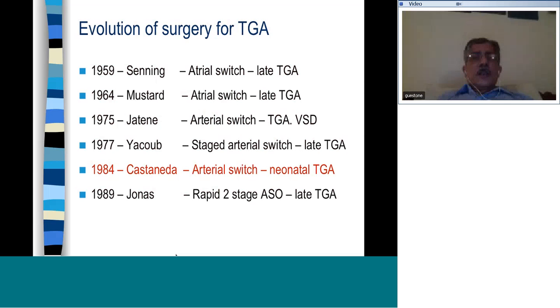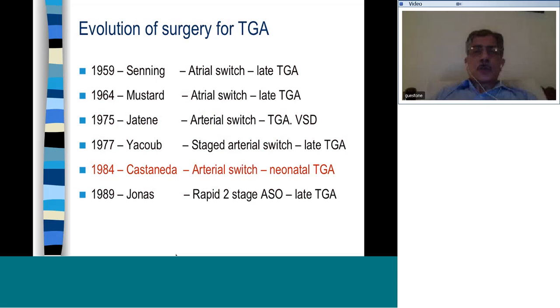The surgery for transposition has evolved over the last half a century or so. Initial attempts at anatomical correction failed because they were done in older patients when the left ventricle had already regressed, and the understanding of left ventricular physiology was not there in those days. It was not till 1959 that a definitive procedure in the form of an atrial switch procedure was described by Senning.